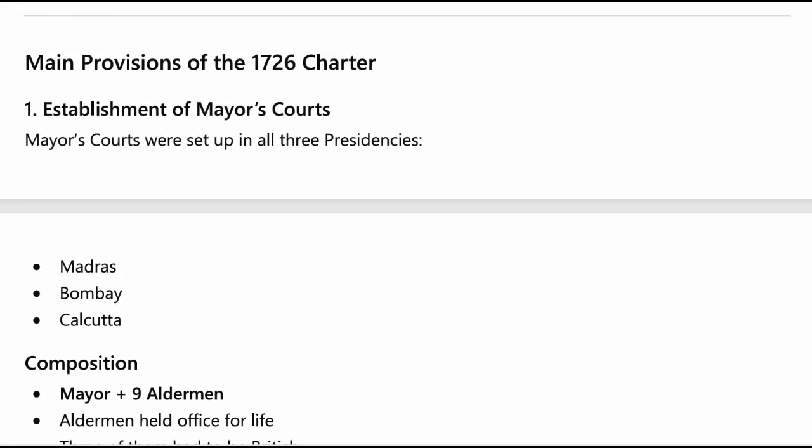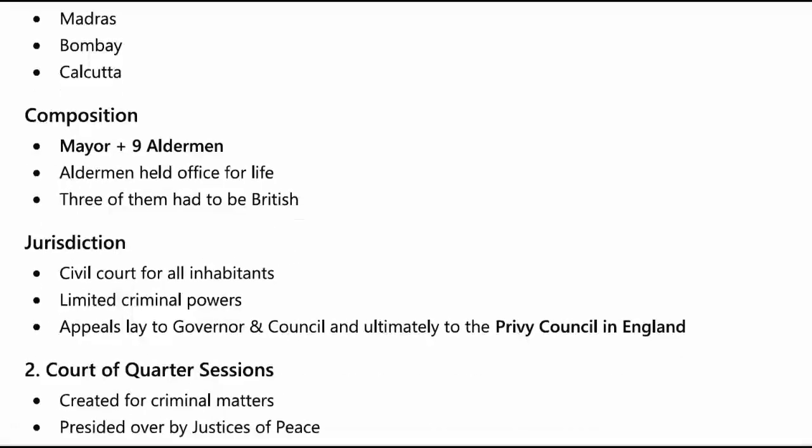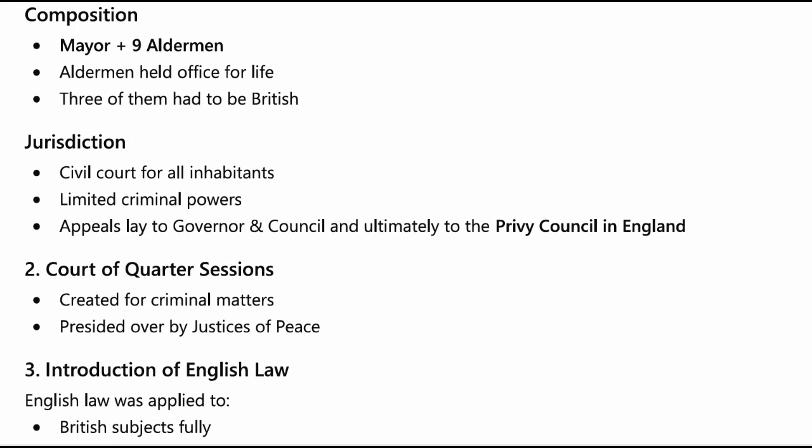Now let us look at the main provisions of the 1726 Charter. First, the Mayor's Court was to be established in all three presidencies of Madras, Bombay and Calcutta. It was composed of a mayor and 9 aldermen. Earlier, there was a mayor and 12 aldermen. Now, there was 1 mayor and 9 aldermen. And these aldermen held office for life. And 3 of them had to be British.